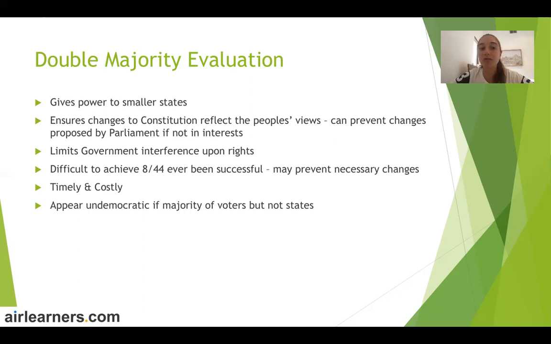And so it upholds a significant limitation on government, because Parliament cannot change the Constitution in any way that it likes. However, the double majority provision is very difficult to achieve, and there have only ever been 8 out of 44 successful referendums. And so that may mean that necessary changes may be prevented. It's also a very expensive and timely process, with the most recent referendum costing over $100 million. And it's not suitable for urgent changes, because it does take a year or two to set up and then hold the vote and pass it through Parliament prior.